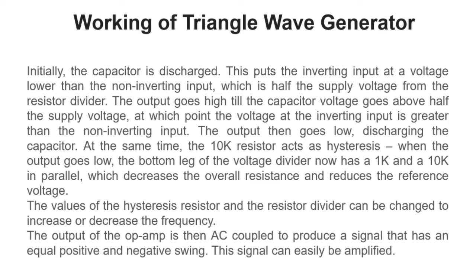Finally, the output of the op amp is AC coupled to produce a signal that has an equal positive and negative swing. This signal can easily be amplified.